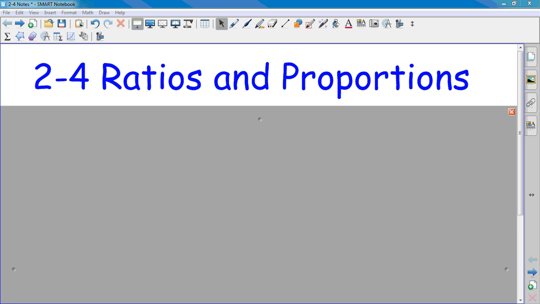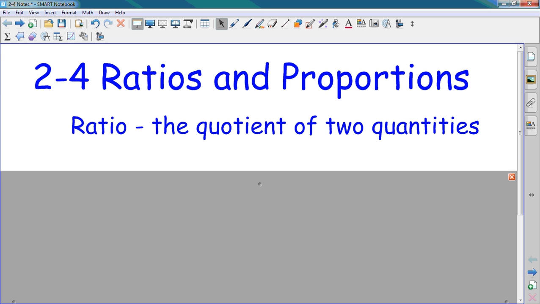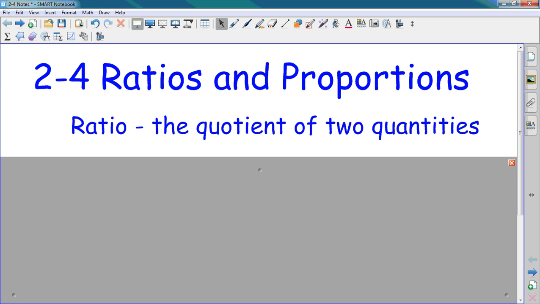Okay, today we're going to talk about ratios and proportions. You see ratios every single day. Well, let's talk about first, what is a ratio? A ratio is the quotient of two quantities. What does the word quotient mean? The word quotient means divide or division. Okay?